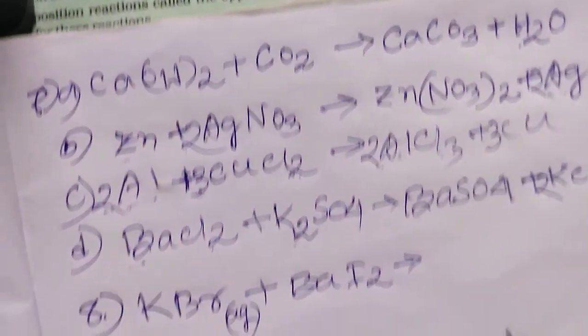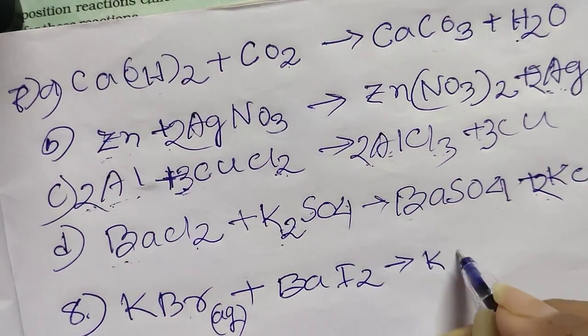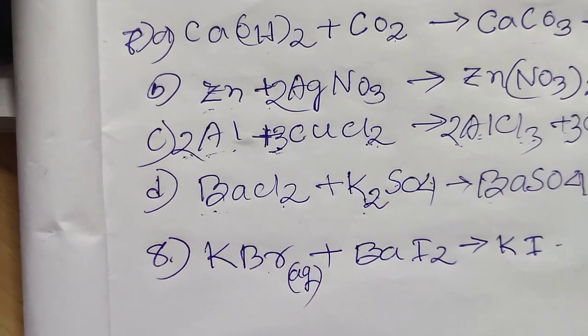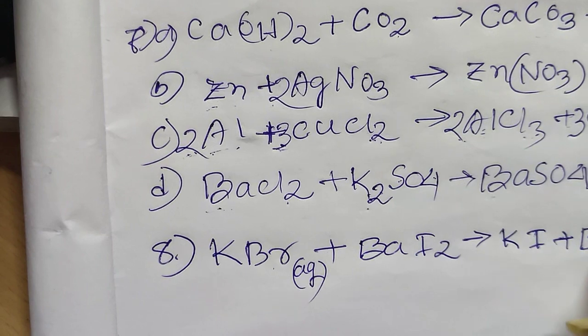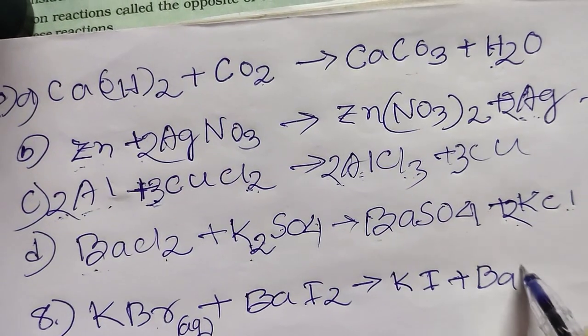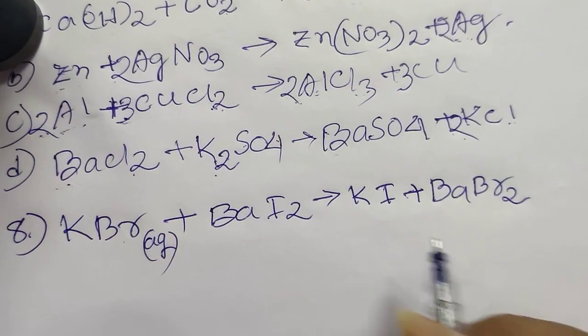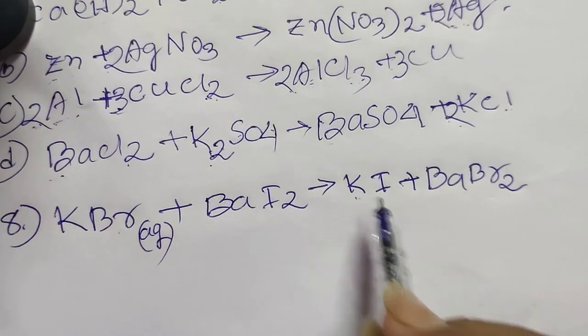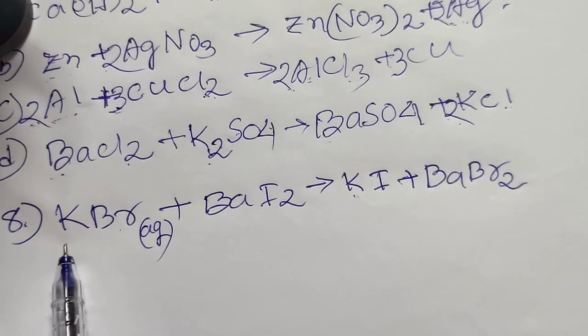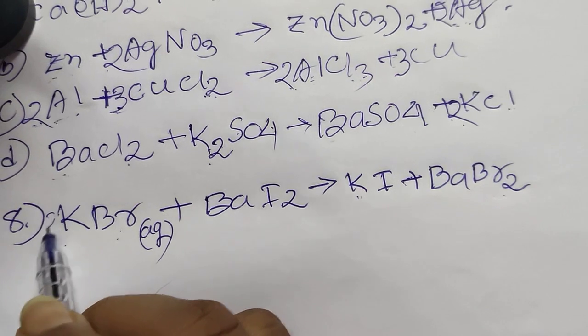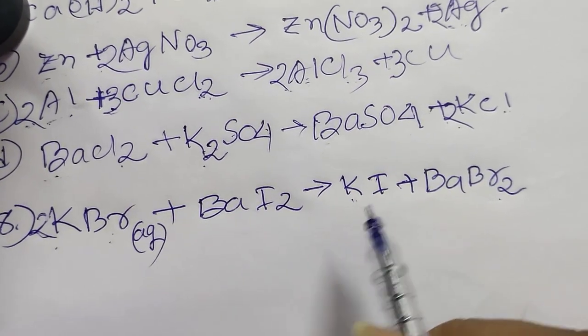So it will form potassium iodide, KI, plus barium bromide, BaBr2. Okay, so let's balance the chemical equation. The number of potassium atoms on the product side is 1, and on the reactant side also 1. Bromine is 1 here and 2 there. That is why we should put 2 here to equalize the number of bromine atoms on both sides.